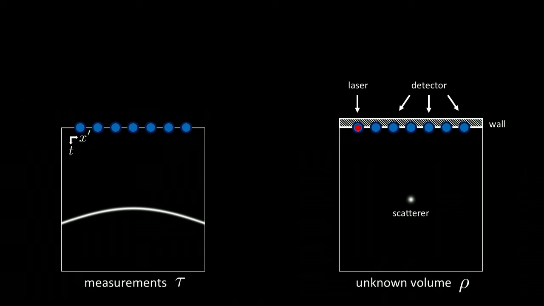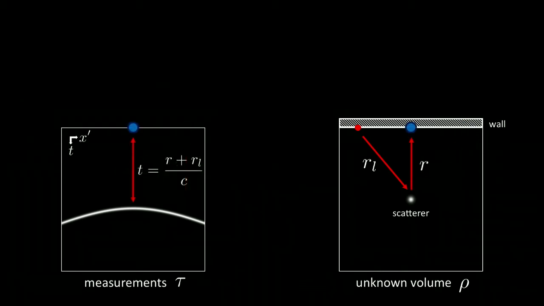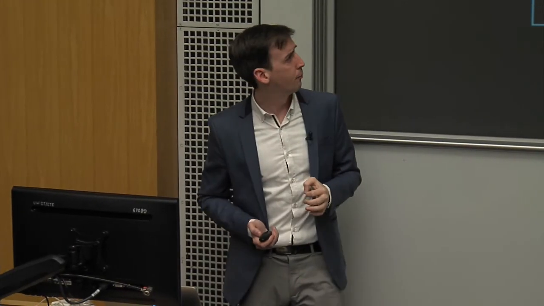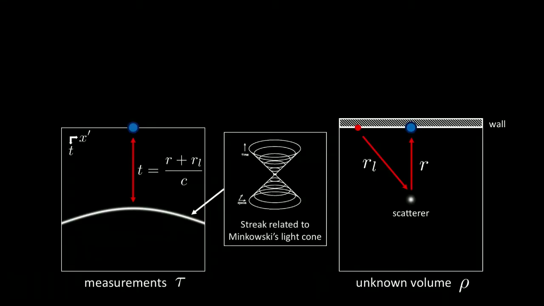So this is a spatial temporal streak, and its shape is given by how long it took for light to travel from one point on the wall to the object and another point on the wall. So for example, this particular point on the streak corresponds to the length of this light path, and the apex of the streak corresponds to the point on the wall which is closest to the scatterer. Okay? And the shape of the streak is actually related to something that we call Minkowski's light cone. Minkowski's light cone describes how light propagates from a singularity in space and describes how it propagates both in space and time. But I'm not going to go into that in too much detail here.